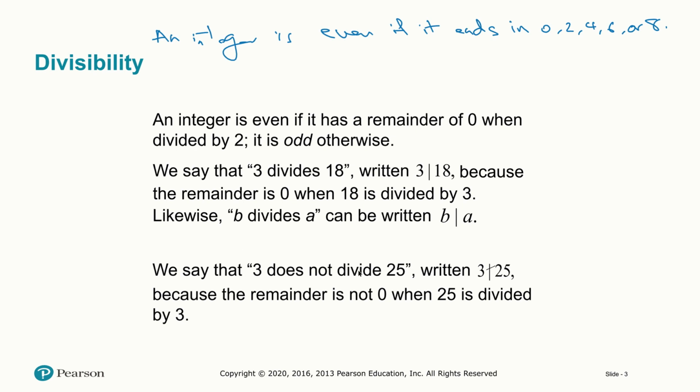Now, for example, 3 does not divide 25, because if you divide 25 by 3, you are going to have a remainder of 1, not 0. So in this case, we say 3 does not divide 25. We would write it with the 3 and the bar and 25, then cross out the bar, meaning 3 does not divide 25. All right, and that's what divisibility means.